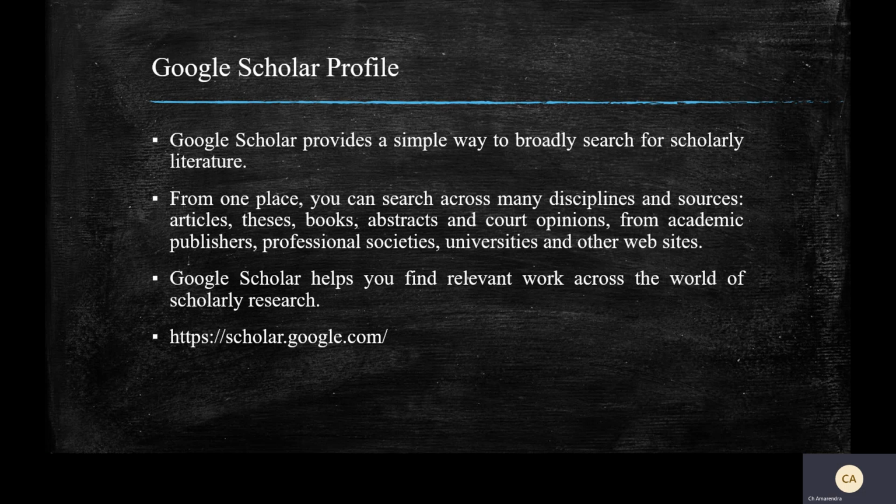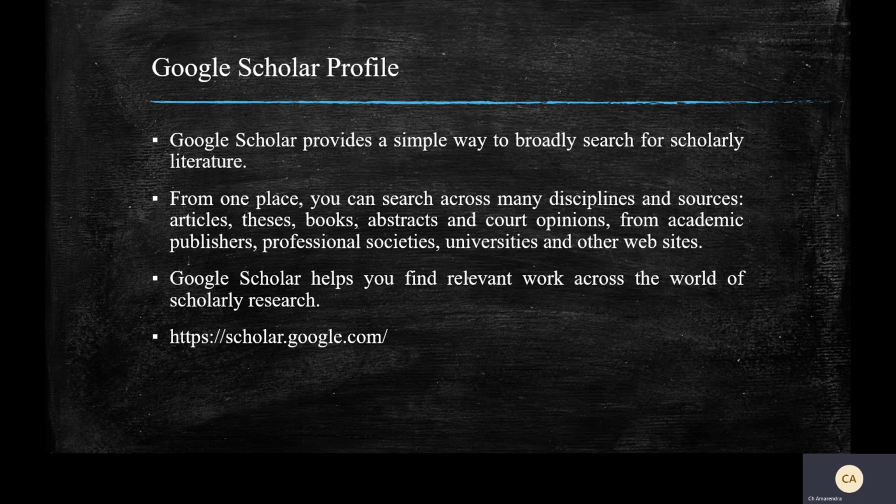From one place you can search across many disciplines and sources: articles, theses, books, abstracts and court opinions from academic publishers, professional societies, universities and other websites. So in one place you can search all related articles, whether a research article or some social issue, whatever it may be. Google Scholar helps you find relevant work across the world of scholarly research.